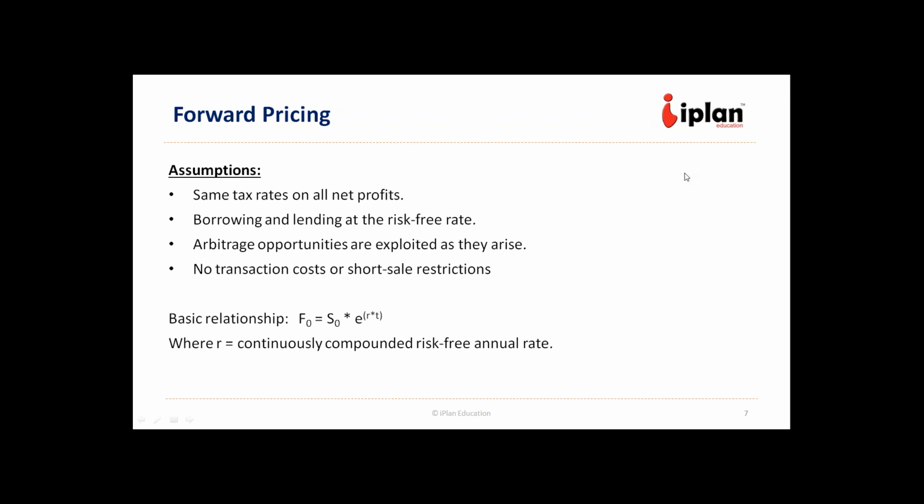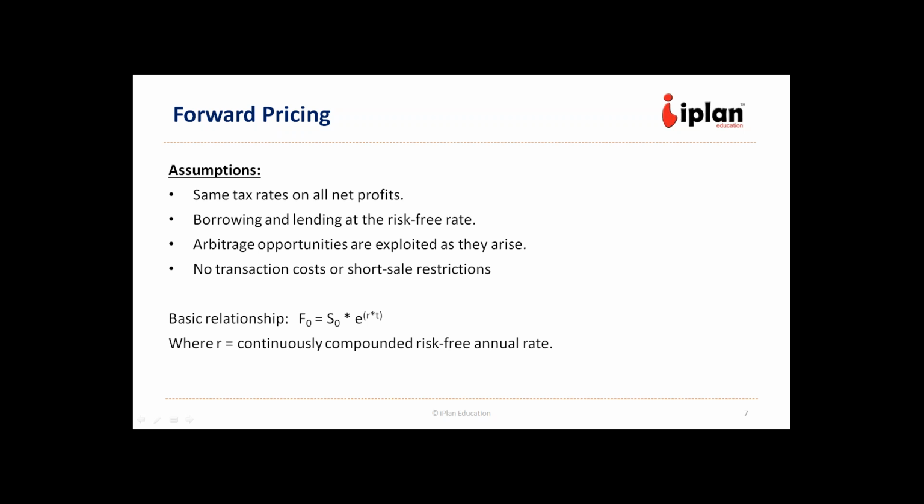Now, while doing the forward pricing, we normally take some assumptions. The assumptions are: the same tax rate on all net profits; borrowing and lending at the risk-free rate of interest, which is normally the 91-day treasury bill or the government bond interest rate; and arbitrage opportunities are exploited as they arise. That means the future contracts are priced fairly or theoretically. And there is no transaction cost, that means no brokerage or anything like that, and there are no short sell restrictions, so you can freely short sell the contract. These are the assumptions taken before we get the future contract price.